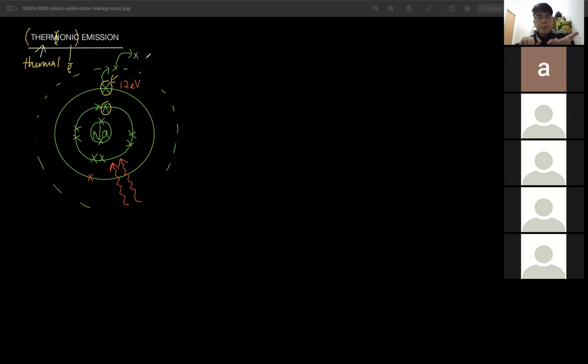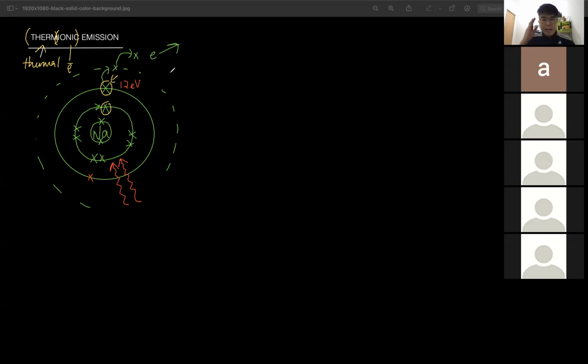Free electrons means the electrons are not bound by the nucleus, meaning the atom cannot hold the electron. So the electron is free to move, but only in the metal lattice structure. It is still inside the metal. We are talking about completely freeing the electron so that it can escape and leave the metal. So this electron escaping, this process, is called thermionic emission.